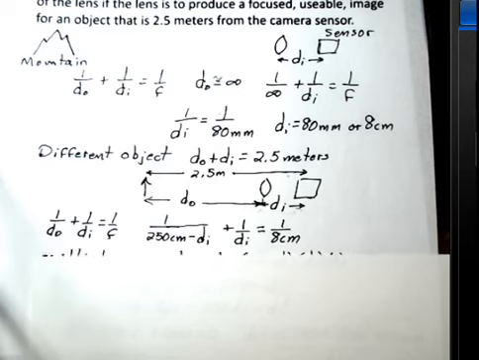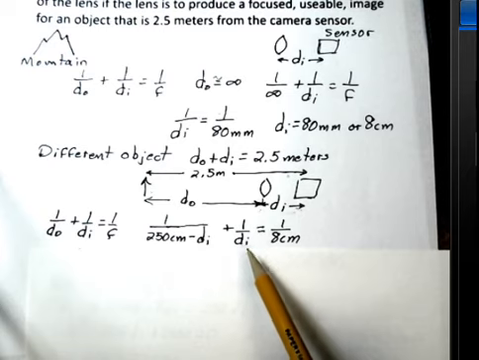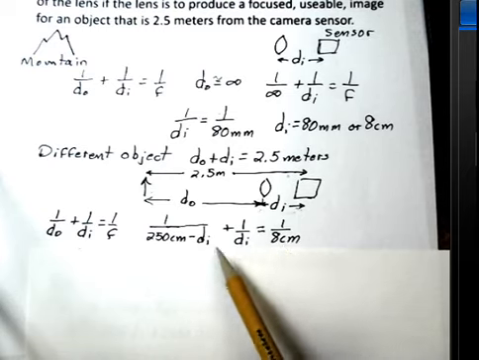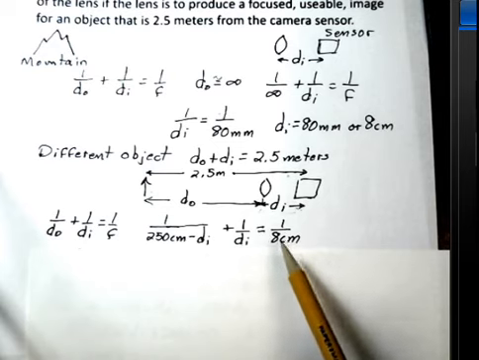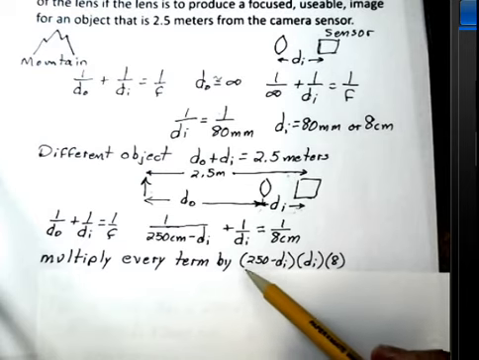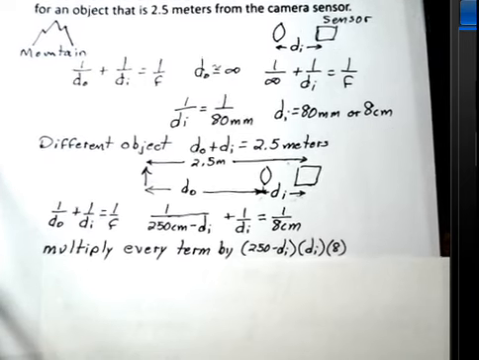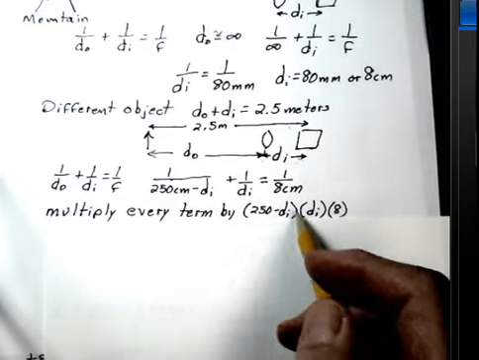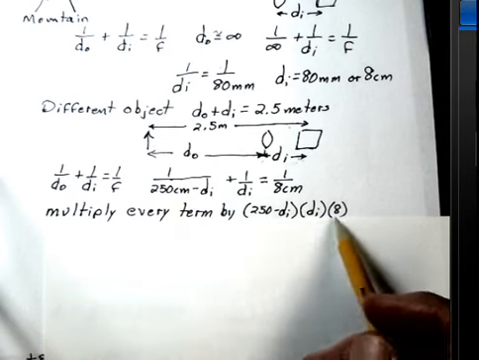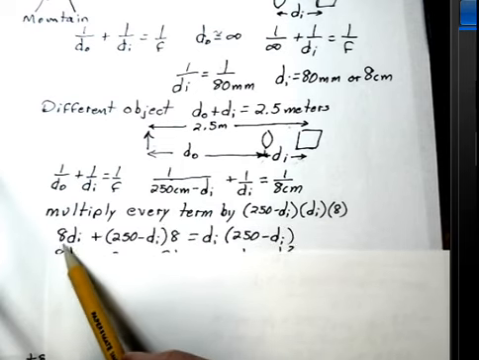So how do we proceed? Well, we've got our di in the denominator. That's inconvenient. So I'm going to multiply by the least common denominator, and that happens to be all 3 denominators multiplied together. So I'm going to multiply every term by the quantity 250 minus di, and 8, di. That's our multiplication. Well, when we do this to this first term, the 250 minus di's will cancel. What I have here goes up in the numerator. So those will cancel. That'll leave me with 8 di.